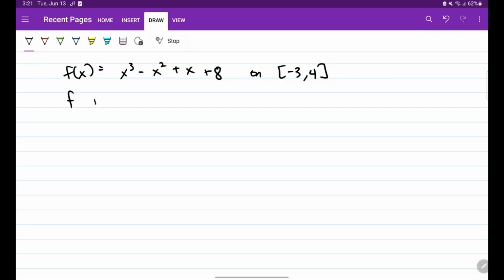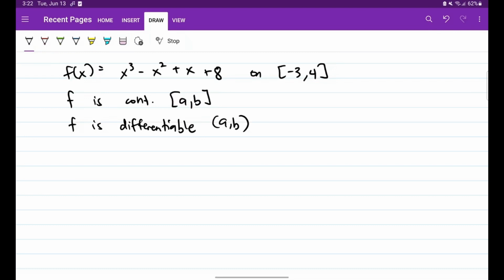So f is continuous on the closed interval a comma b, which in this case is negative 3, 4, and f is differentiable on the open interval a comma b, which in this case is again negative 3, 4. Okay? So this is a polynomial, so sure tayo na continuous siya, and it would be differentiable. So in this case, sure na tayo na continuous and differentiable siya.